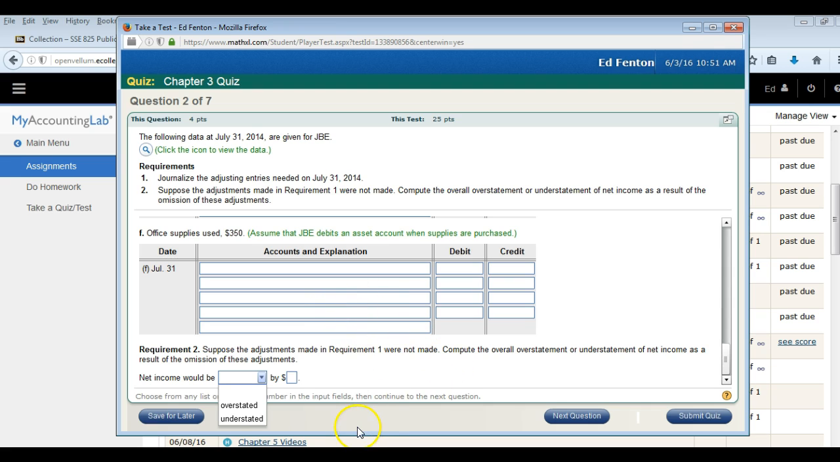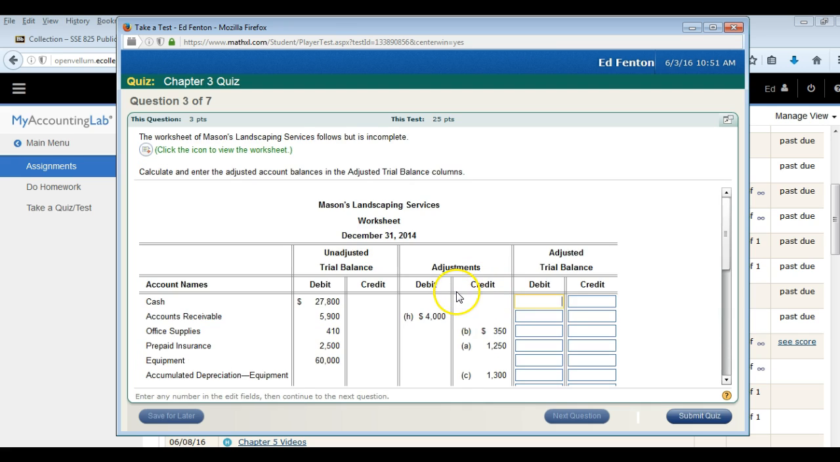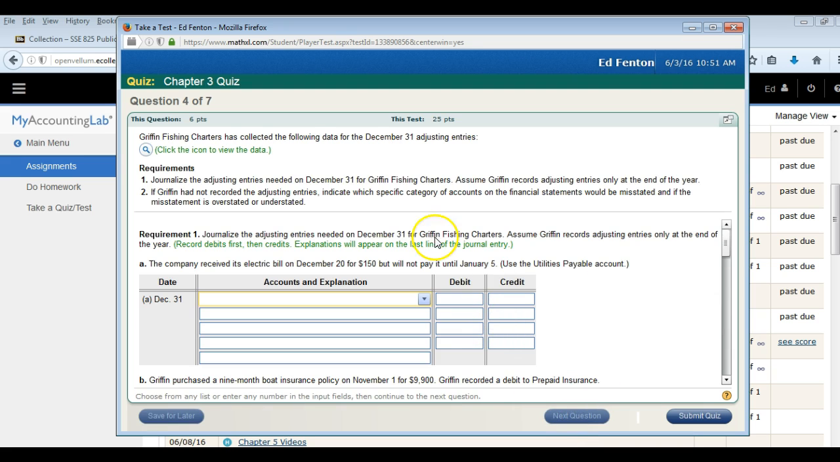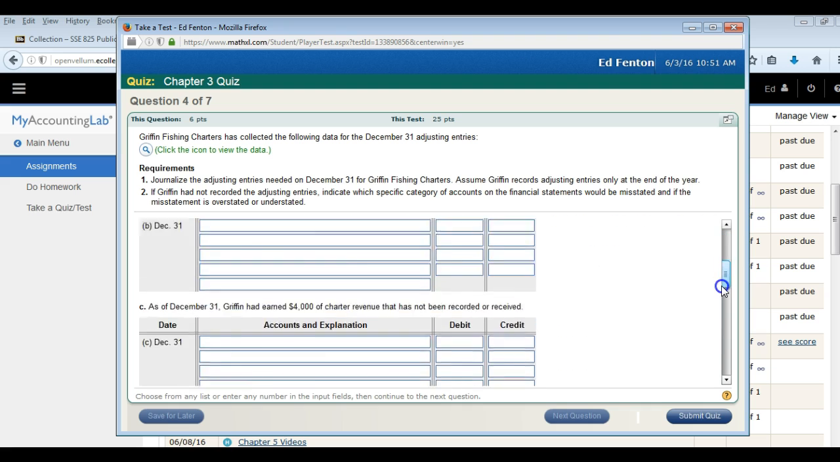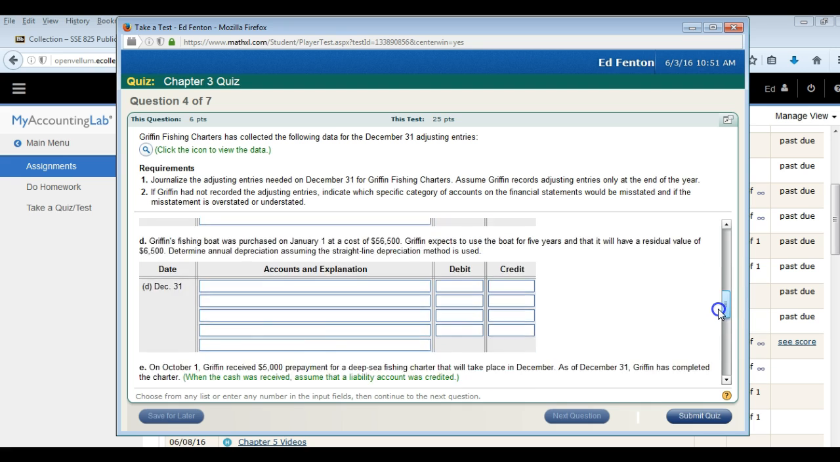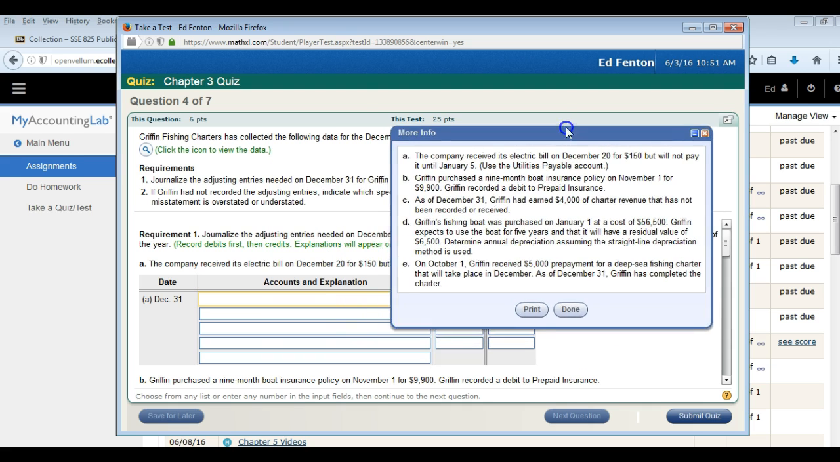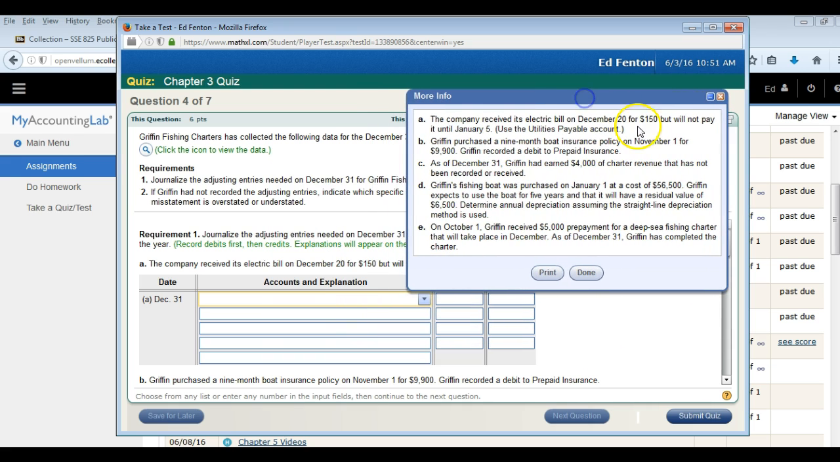Now, question 4 was similar, but it is more detailed. So let me move to question 4. Let me say yes here, even though I'm not complete. I'm just going to type a number in here so that I can move to the next question. And this is number 4. The first part is the same. We have various adjusting entries you have to make, A through E. On the first one, they want us to record the utility bill they received, and it's not going to get paid until January 5th.